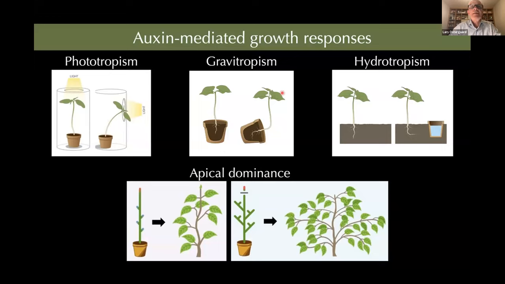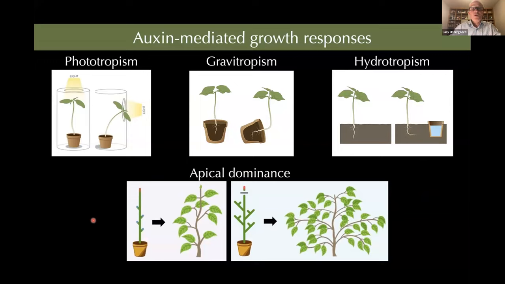of the light. Similarly with gravitropism, auxin is responsible for sensing gravity so that the plant knows what is up and what is down. And it can also sense where water is and direct the growth of the roots towards a water source, known as hydrotropism.